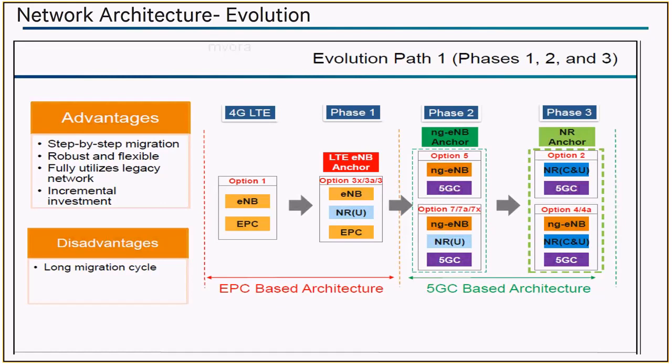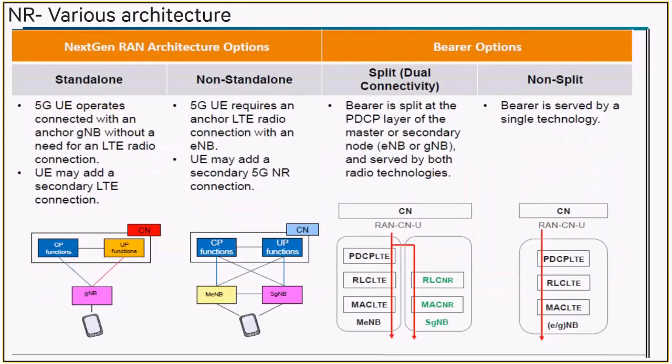The key thing between standalone and non-standalone, the terminologies that I used, is that in standalone, a 5G UE operates connected with an anchor G node B without a need for an LTE radio connection. It can add a secondary LTE connection after it establishes an NR call, but it doesn't need LTE to be alive. Whereas in case of non-standalone, the UE is connected via an LTE radio connection.